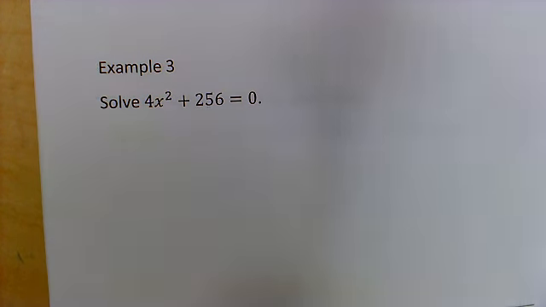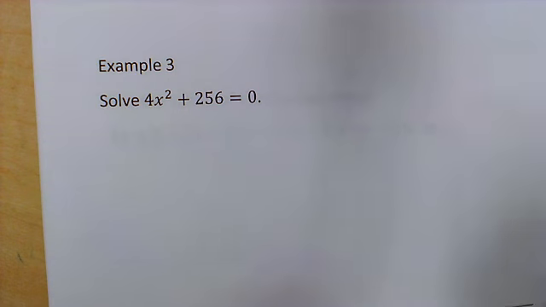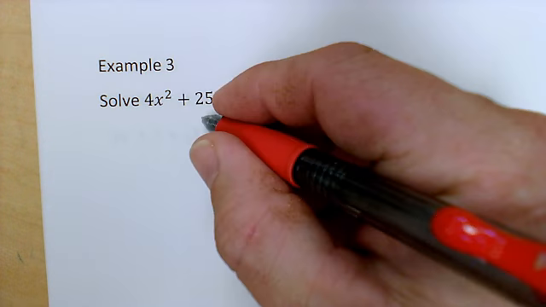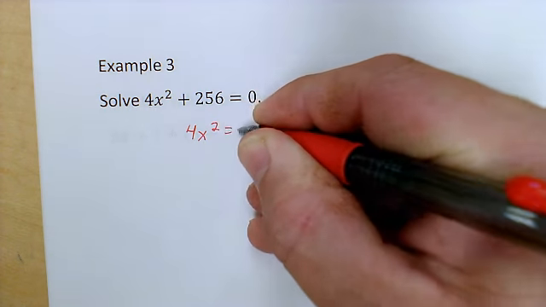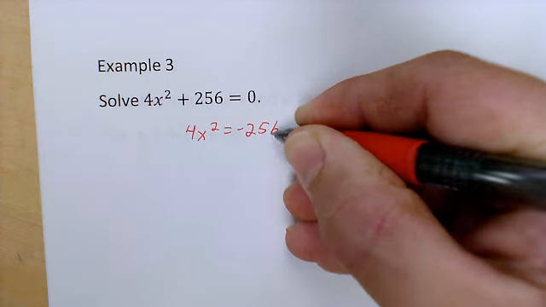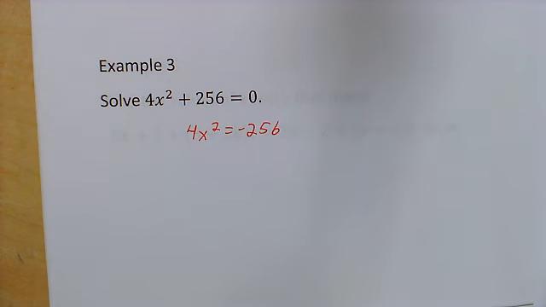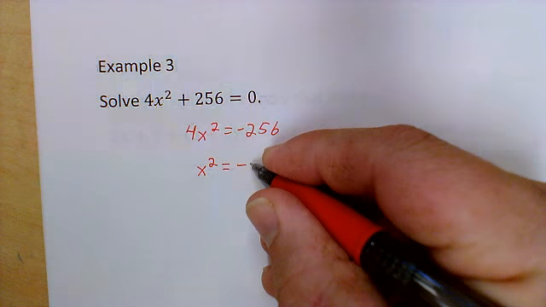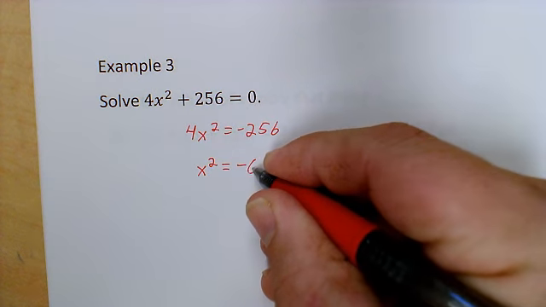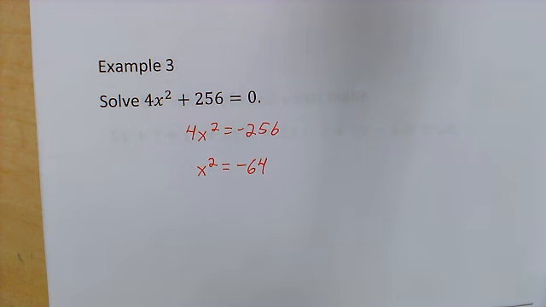On example 3, you can see where we're actually going to throw an equation into the mix. How can we do this? Well, we're going to use what's called the square root property, where we're actually going to start by subtracting the 256 from both sides. So 4x squared will equal negative 256. Next up is to divide both sides by 4. The result will be 1x squared equals negative 64 when I divide both sides by 4.